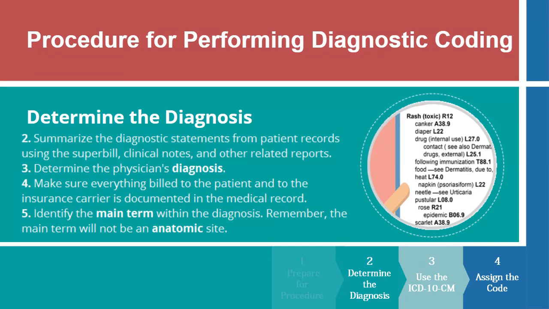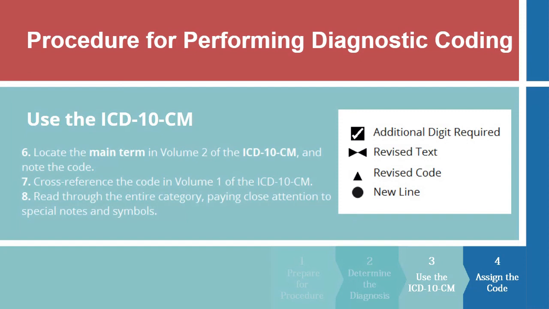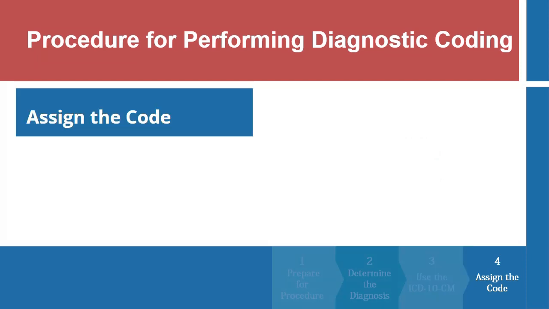Identify the main term within the diagnosis. Remember, it cannot be an anatomic site, okay? So you got the diagnosis. Use the manual, locate the main term again in volume 2. Then you're going to cross-reference in volume 1, okay? You're going to represent in volume 1.